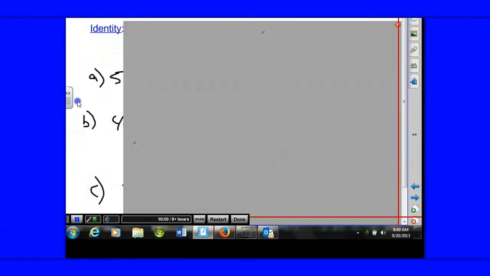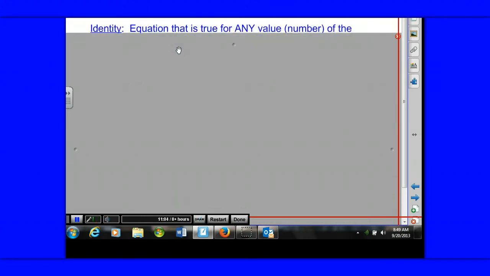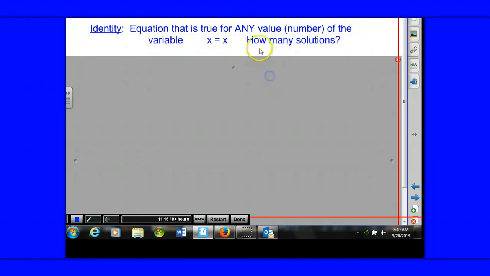Good job. All right. There's something called an identity. You know that identity property of multiplication, we multiply any number by 1 and it stays the same, right? So identity has something to do with keeping a value or an expression the same. So an identity in this case is an equation that is true for any value, any number of the variable. So in other words, x equals x. How many solutions would this have? I guess it's infinite, isn't it? Because I could plug any real number in here and it would be true that x equals x.